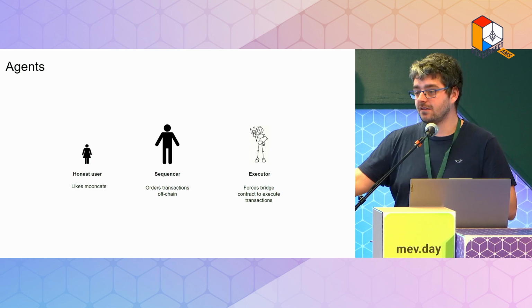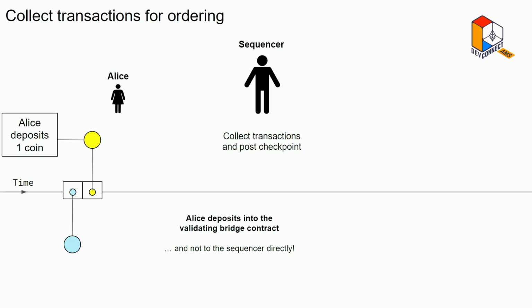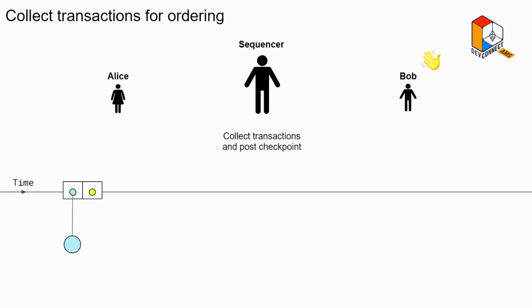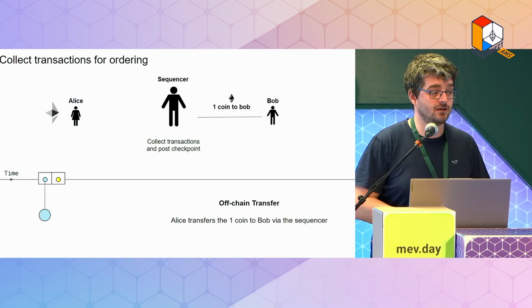So at a high level, we have Alice, and Alice wants to transact on the system. She will deposit funds into this bridge contract. And then Bob comes along, hi Bob, and Alice wants to send one coin to Bob on the layer 2 system. So she'll sign a transaction and give it to the sequencer, and then the sequencer can notify Bob to say, Bob, you're going to receive one coin. But it's not yet confirmed, it's not yet final. The sequencer just holds a copy of it.